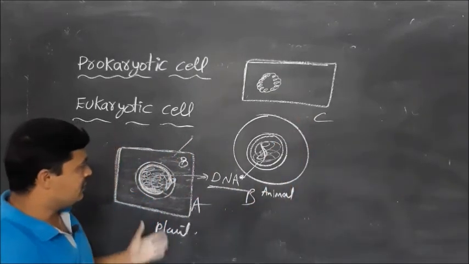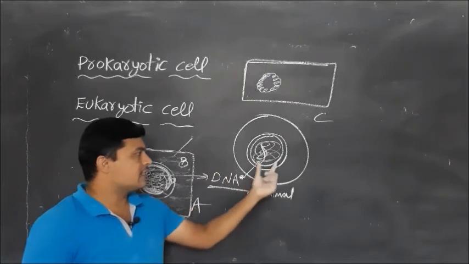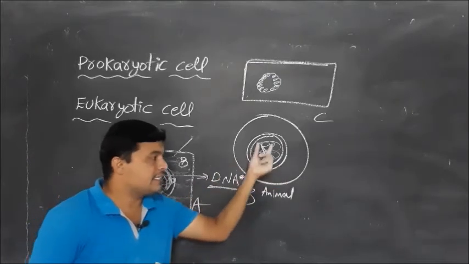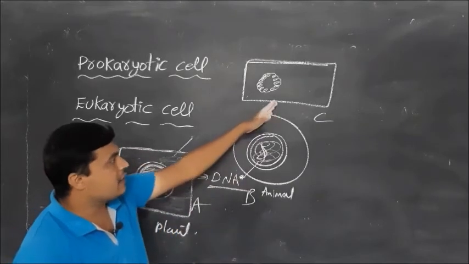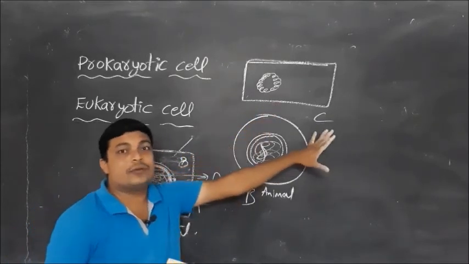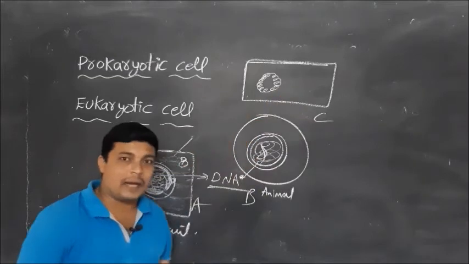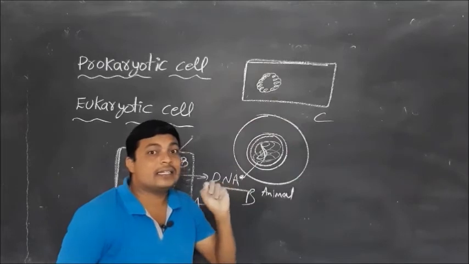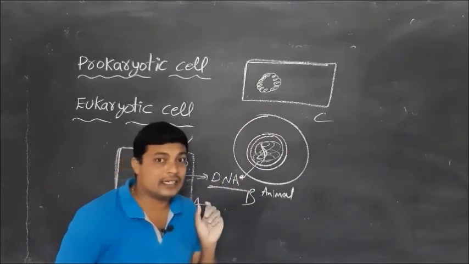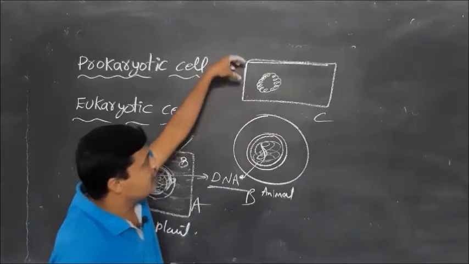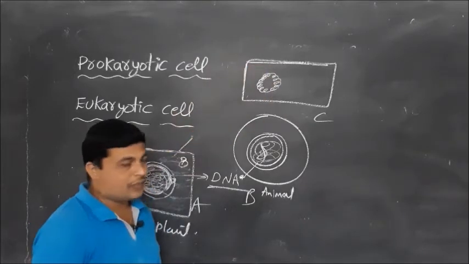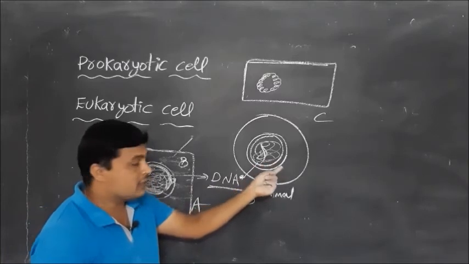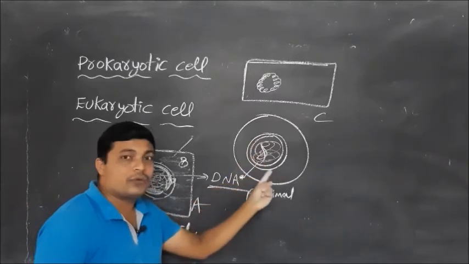What is the difference between these three cells? The first two cells have separate nuclear membranes and a separate chamber for DNA. But in the bacterial cell, there is no separate nuclear membrane. Nuclear membranes are absent. It means in the bacterial cell, naked DNA is present, located in the cytoplasm. But in the animal cell and plant cell, DNA is separated from the cytoplasm with the help of nuclear membranes.